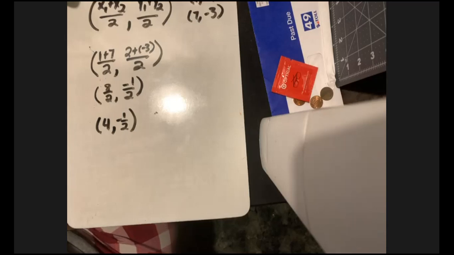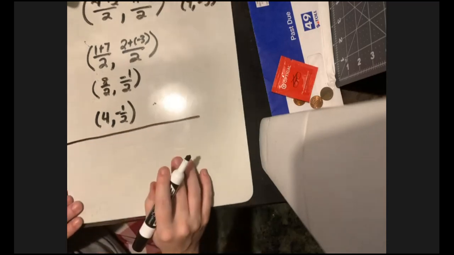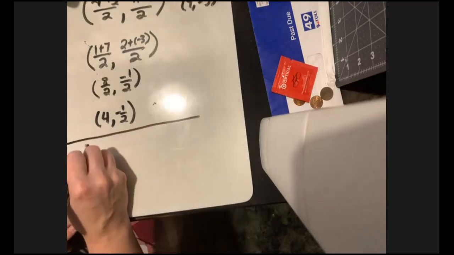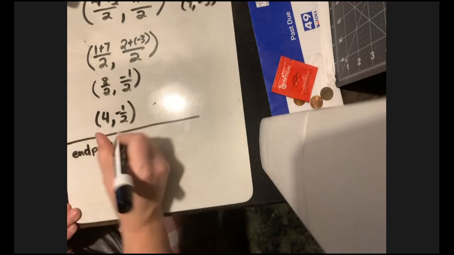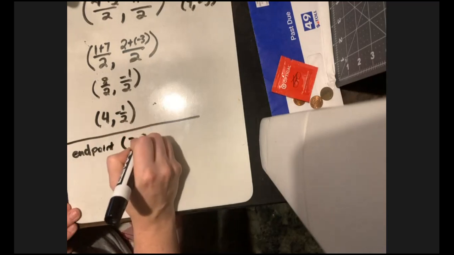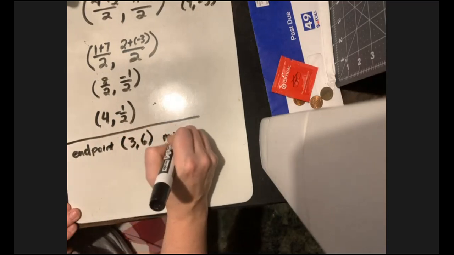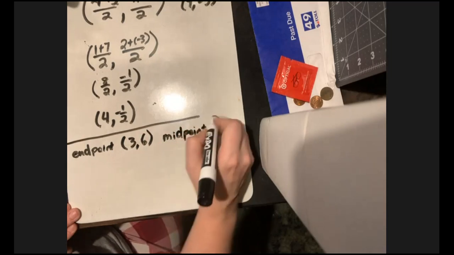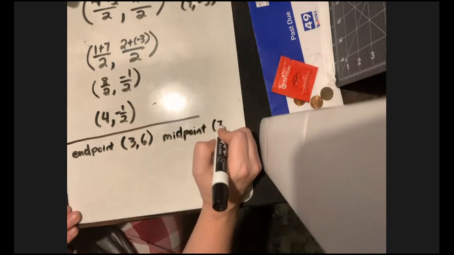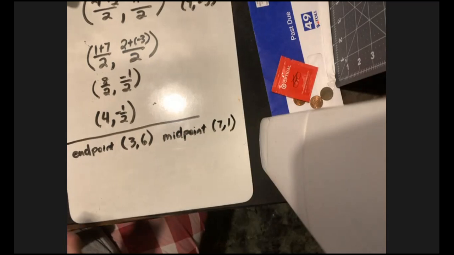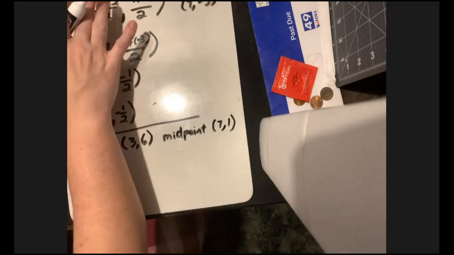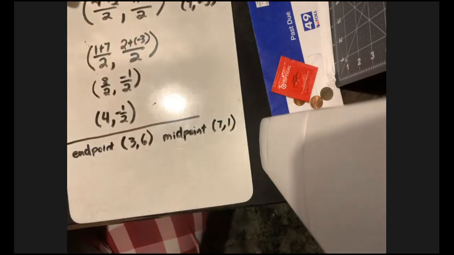Okay, now the only other thing that I have ever seen done is going to be that they give you an endpoint. So let's say that our endpoint is 3, 6, and our midpoint is 7, 1. Okay, and they ask you to find the other endpoint. Now, lots of, and I'm sure if you do like show me an example or whatever else, they're going to try and plug this back up into this lovely formula up here. That's just not how I do it, y'all.